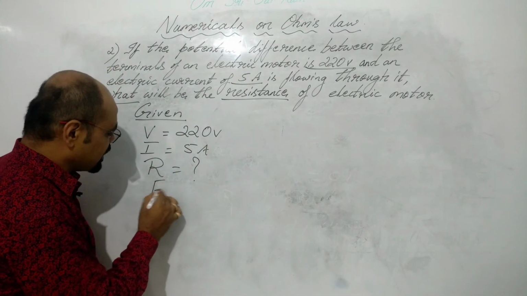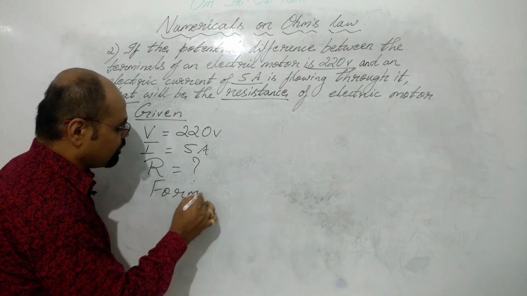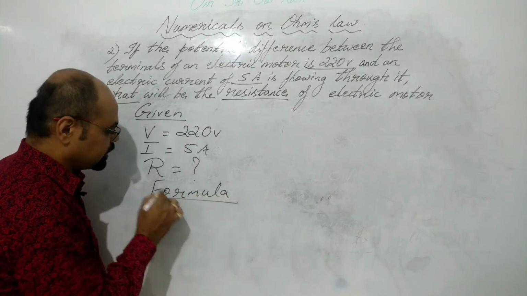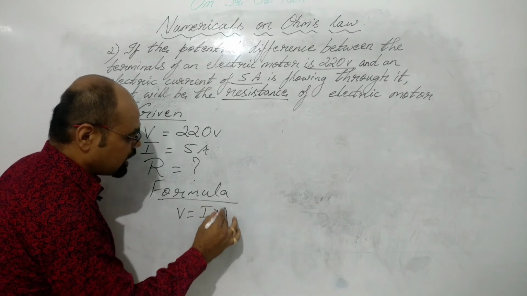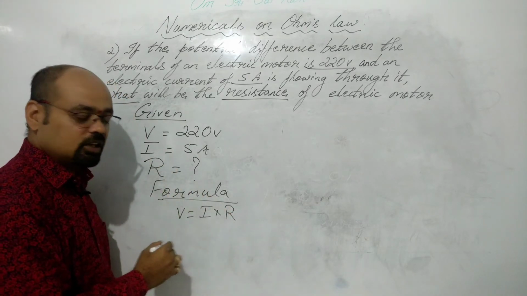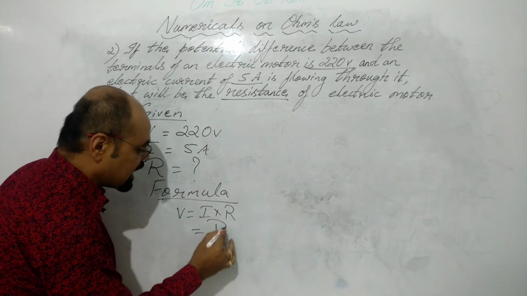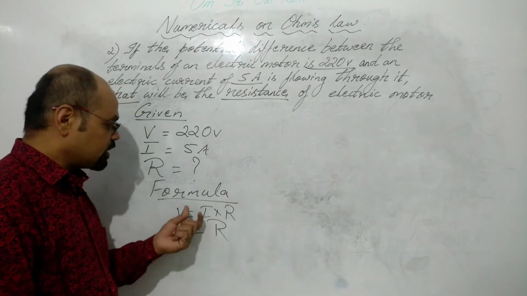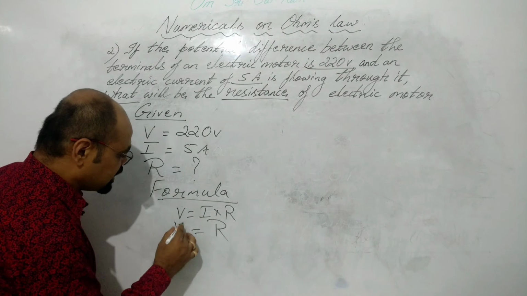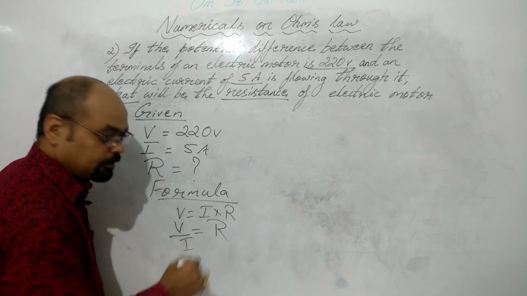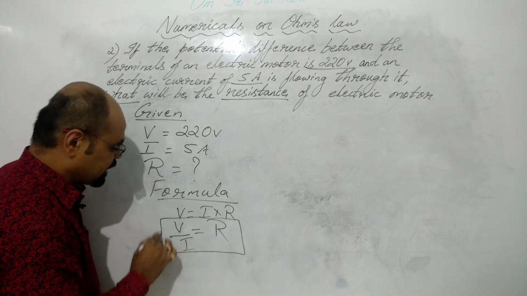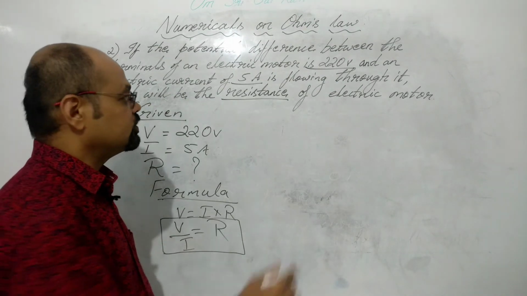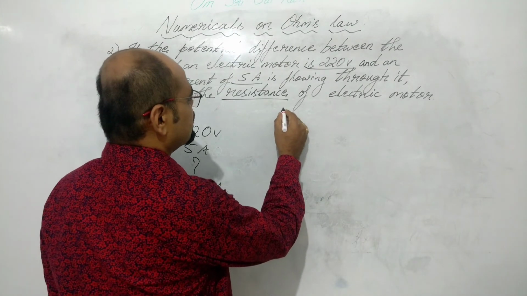So what formula are we using? We are using the Ohm's law formula. The formula is V is equal to I into R. Now we need resistance, so keeping R as it is, transpose V, we get V by I. So this is the formula we are using to calculate the resistance. So let's write here the solution.